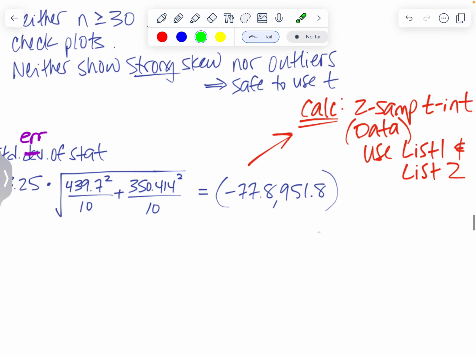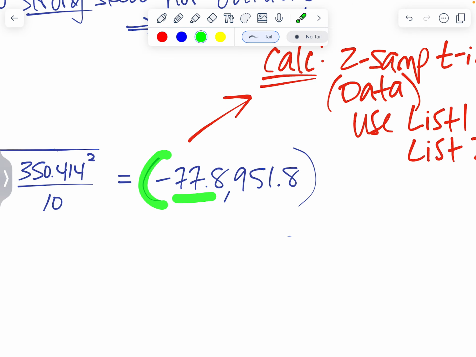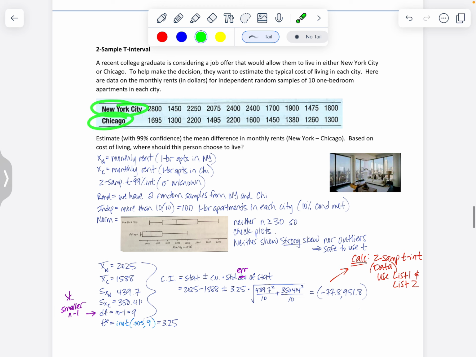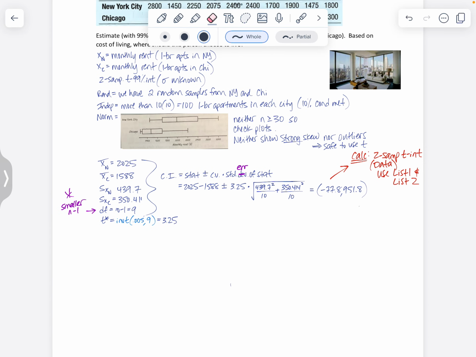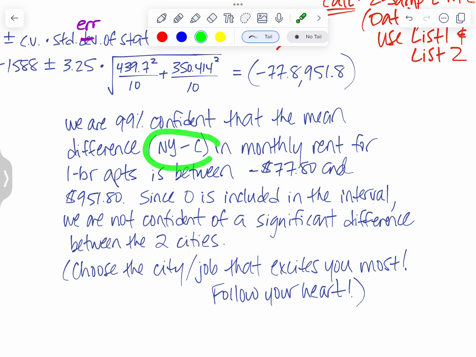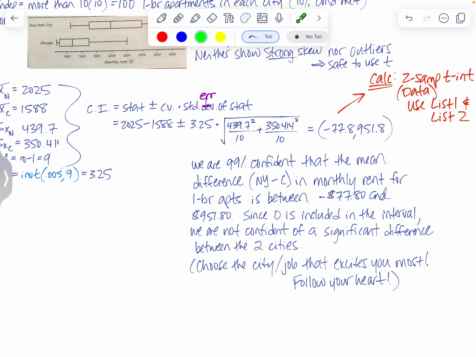What does this interval tell us, you guys? This is negative and this is positive. So we are estimating that the difference between New York and Chicago could be negative and could be positive. We don't know. Could be 0. We're not sure. That actually gives us some valuable information. How do we write our conclusion? We are 99% confident that blah, blah, blah, I'm indicating the direction of my subtraction, is between negative $77 and positive $951. Since 0 is included, that tells us that I'm actually not super confident there is a difference. Statistically, there is not a difference.